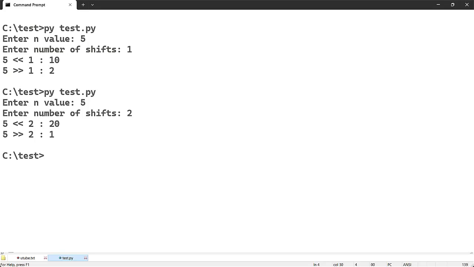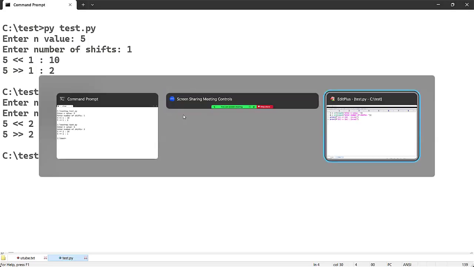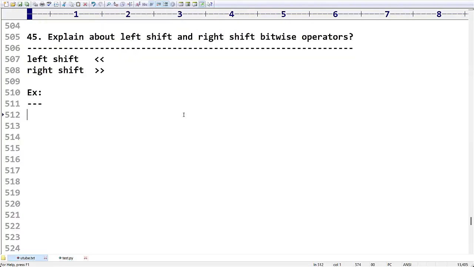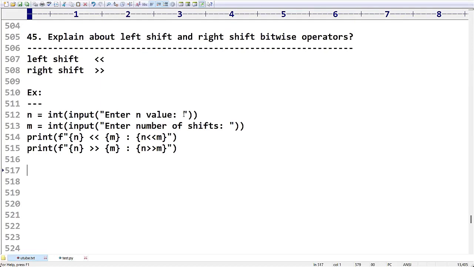You can see 5 left shift of 2 is 20. 5 right shift of 2 is nothing but 1. Like that we are going to get. This is nothing but how we can work with left shift and right shift bitwise operators. Hope it is very clear for you.